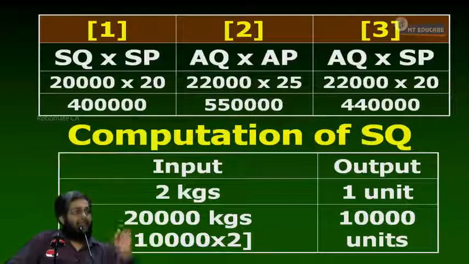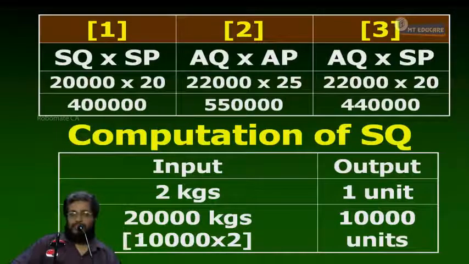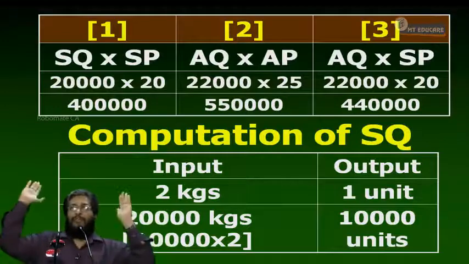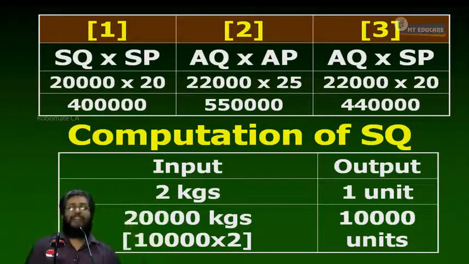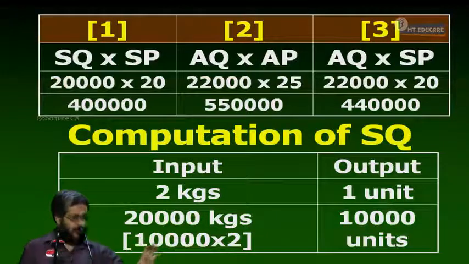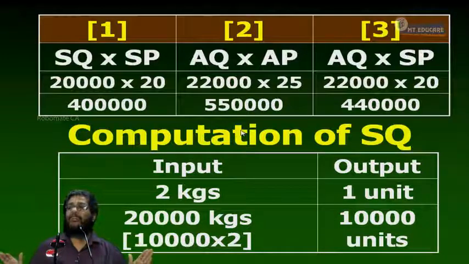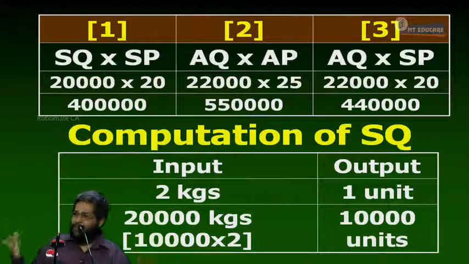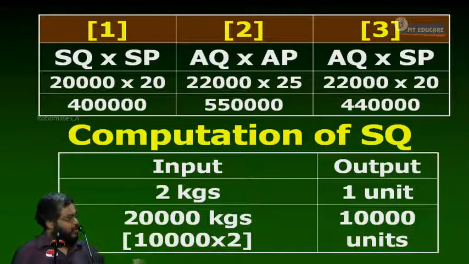The company produced how many units? 10,000 units, right or not? For the production of 10,000 units of finished goods, they have spent how much for raw material? 5,50,000. This is the actual cost of raw material spent. In the cost sheet, 5,50,000. I spent 5,50,000 rupees on raw material to produce 10,000 units of finished goods.